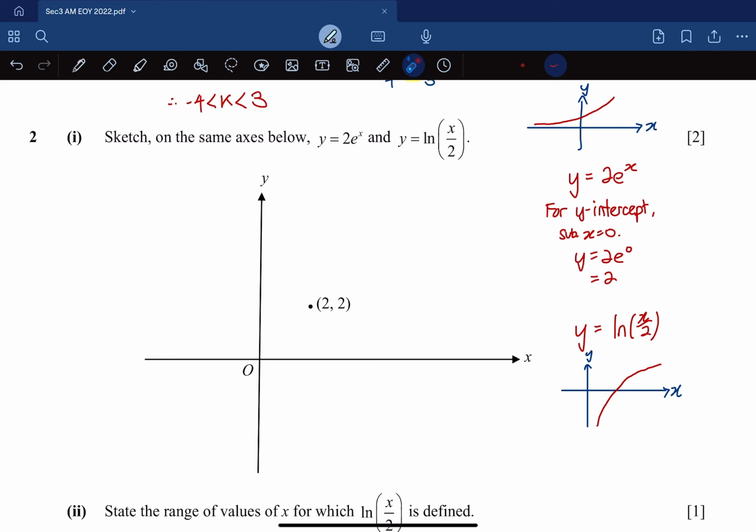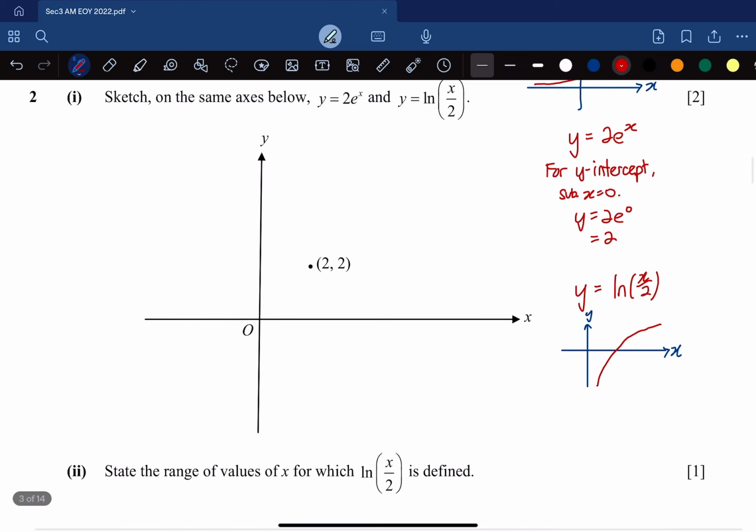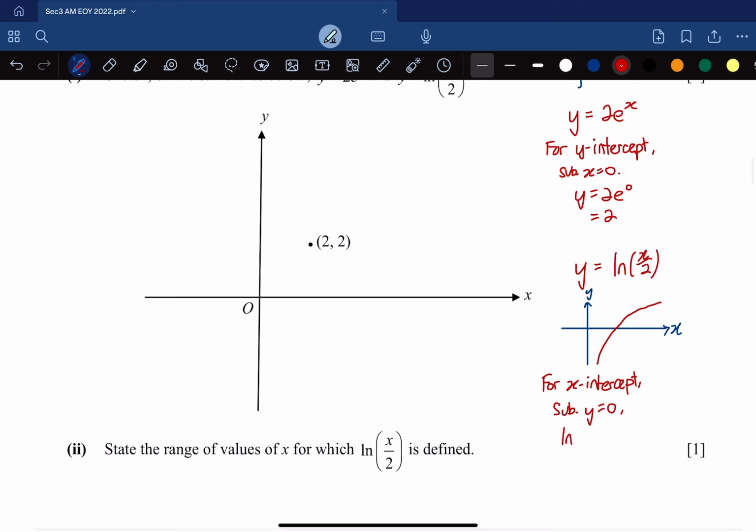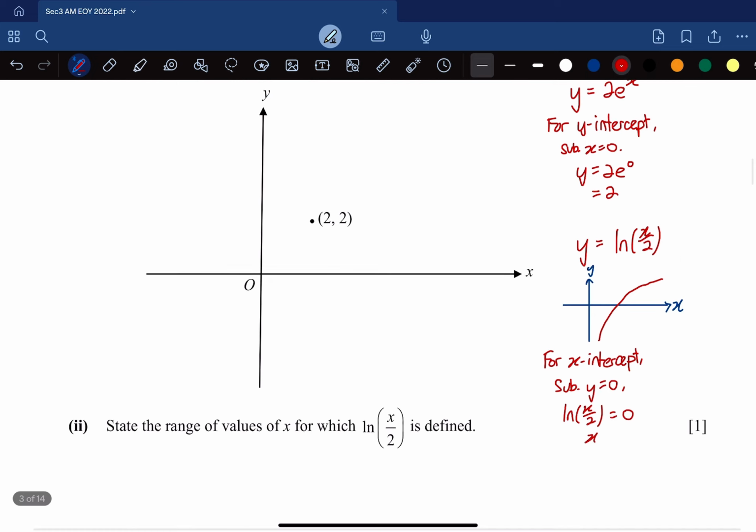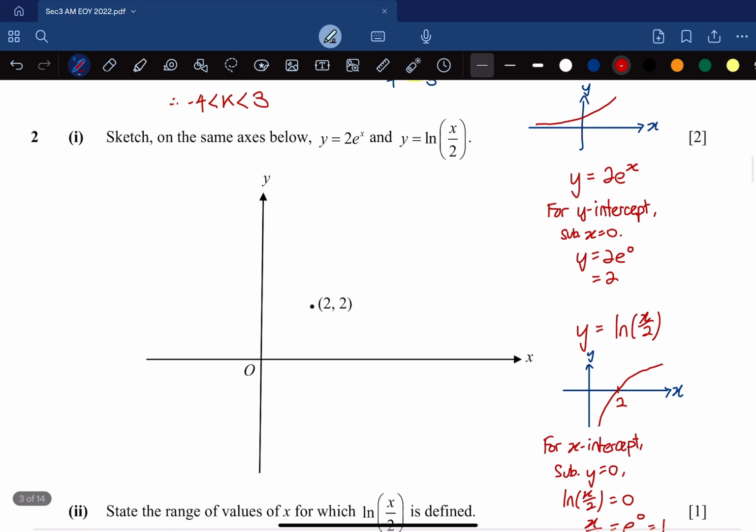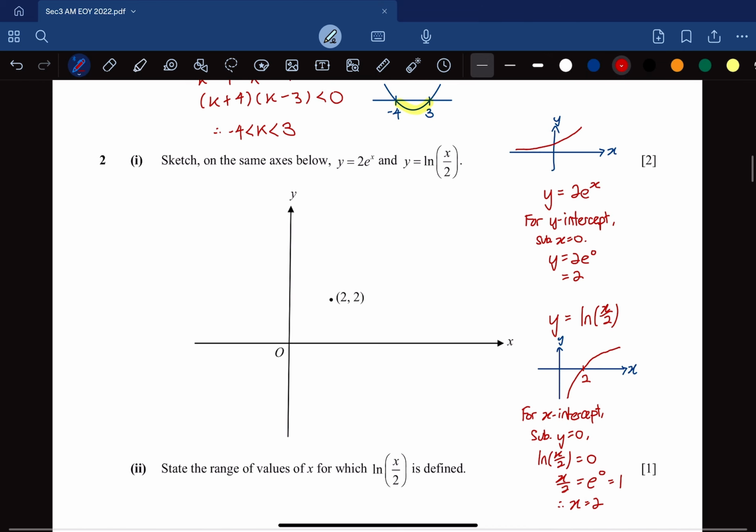In order to find my x-intercept, what I'll simply do is sub y to be equal to 0. So therefore, ln(x/2) equals 0. Therefore, x/2 is equal to e to the power 0, which is equal to 1. Therefore, x is equal to 2. So I know that in this case, my x-intercept is 2. In the case of the exponential function, my y-intercept is 2.